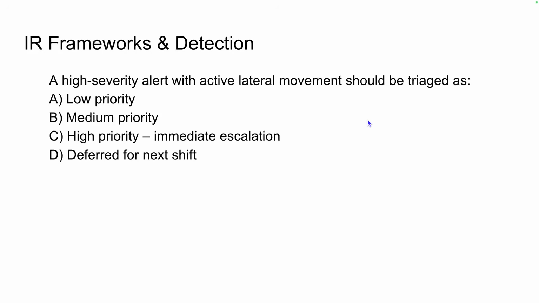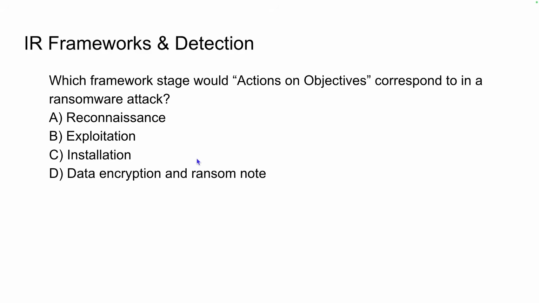A high severity alert with active lateral movement should be triaged as high priority, immediate escalation. It's high severity, right? And they're doing active lateral movement. This should actually be high priority, immediate escalation. Deferred for the next shift is definitely not the answer. And it's not medium or low, because it's a high severity alert and they're actively moving laterally through the organization. So I would say high priority, yeah.